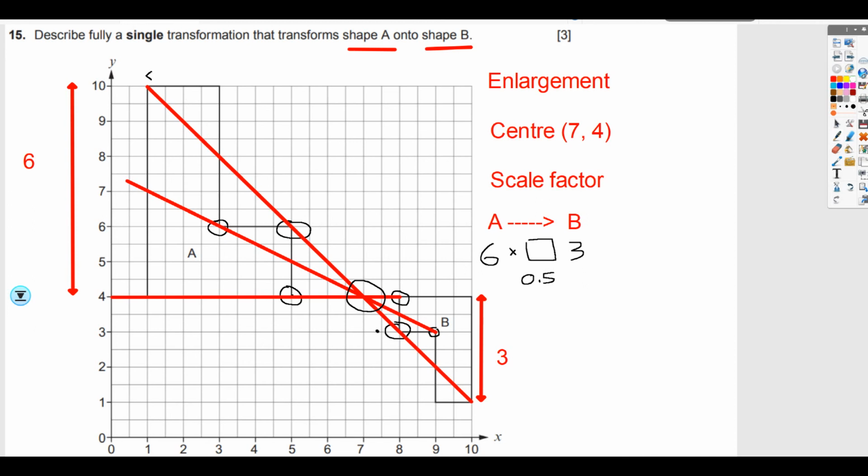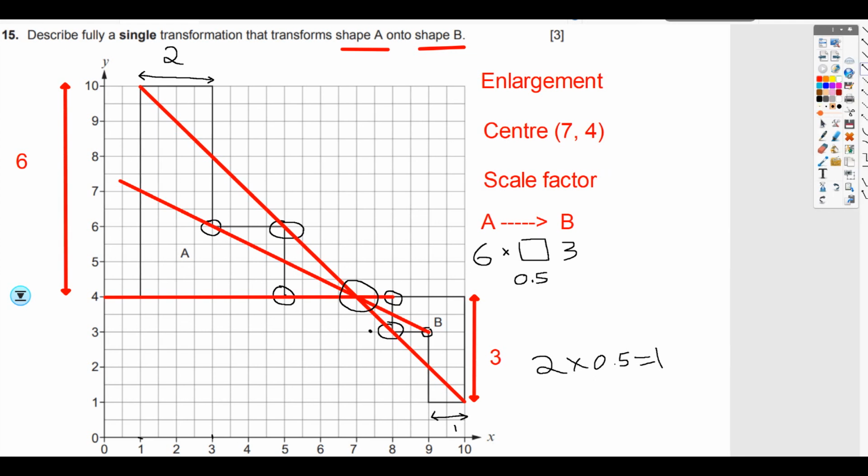If I look at this side on A, the top of the L shape, how many units is that? That's 3, no, sorry, that is 2. If I look at the corresponding side on B, it's only 1, from 9 to 10. And I can see that I've obviously times by 0.5 to get from 2 to 1. So that's just a little check for us, and it tells us that the scale factor is indeed 0.5.